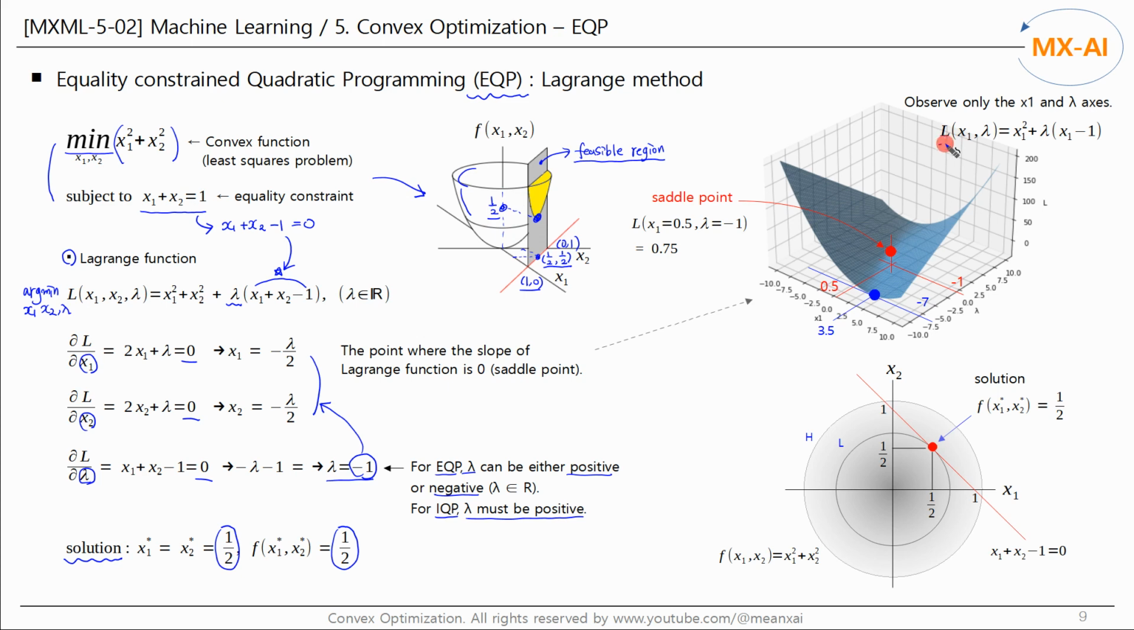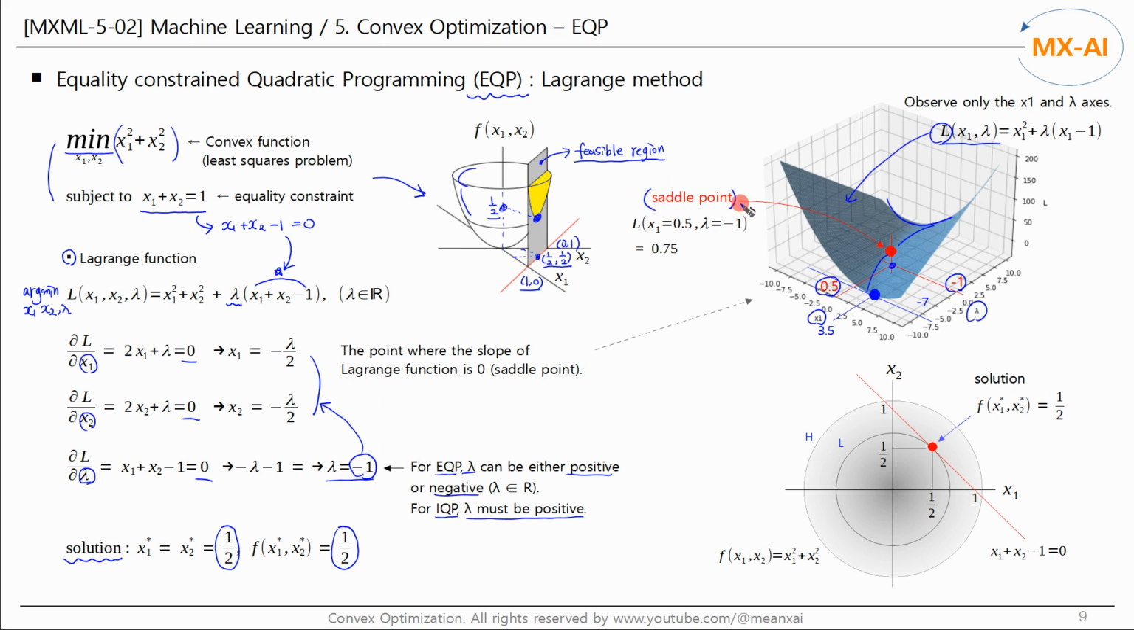For reference, let's visually check the graph of the Lagrange function L. Let's only observe the x1, lambda, and L axes. In this space, the Lagrange function looks like this. It's convex in this direction, but it's concave in this direction. This is the point where the lambda is -1, and the x1 is 1/2. This is a saddle point.